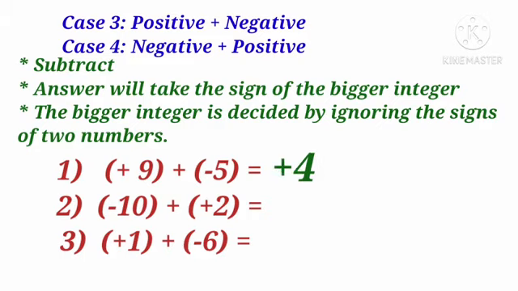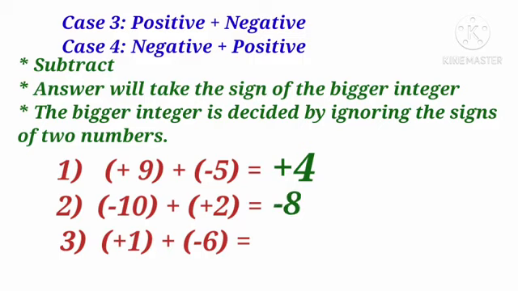Children, let us see the second example. If we subtract, we get 8. What is the sign of the answer? Yes, if we avoid the sign of the two integers, here 10 is larger, its sign is minus. So, answer is minus 8.